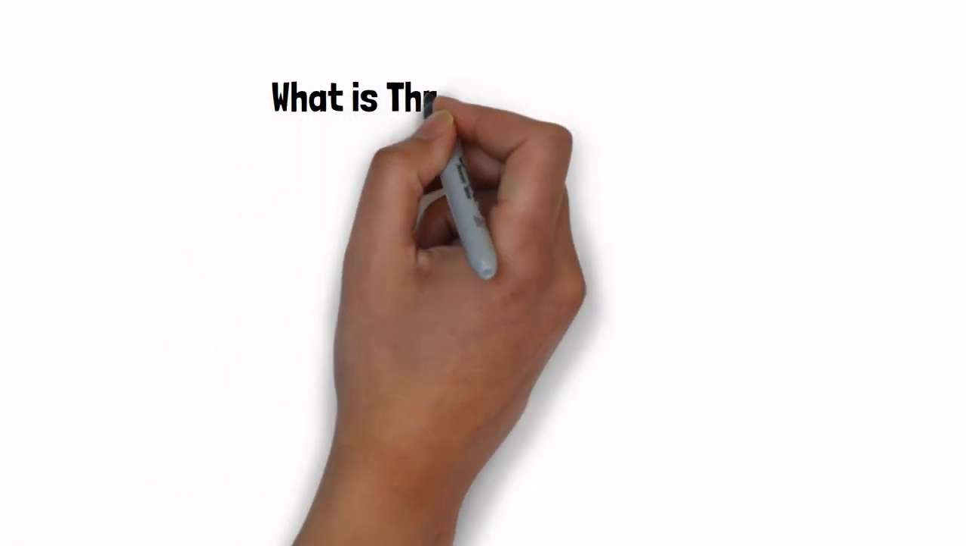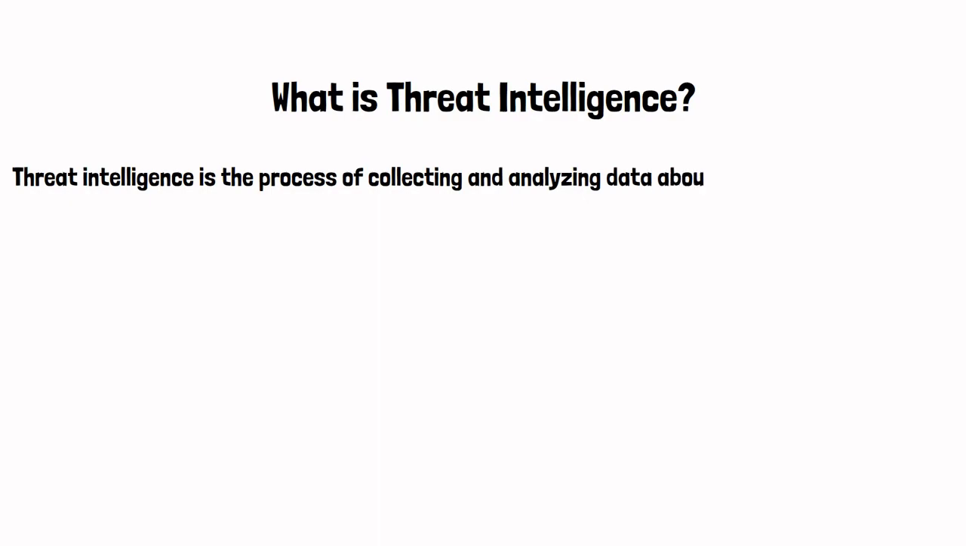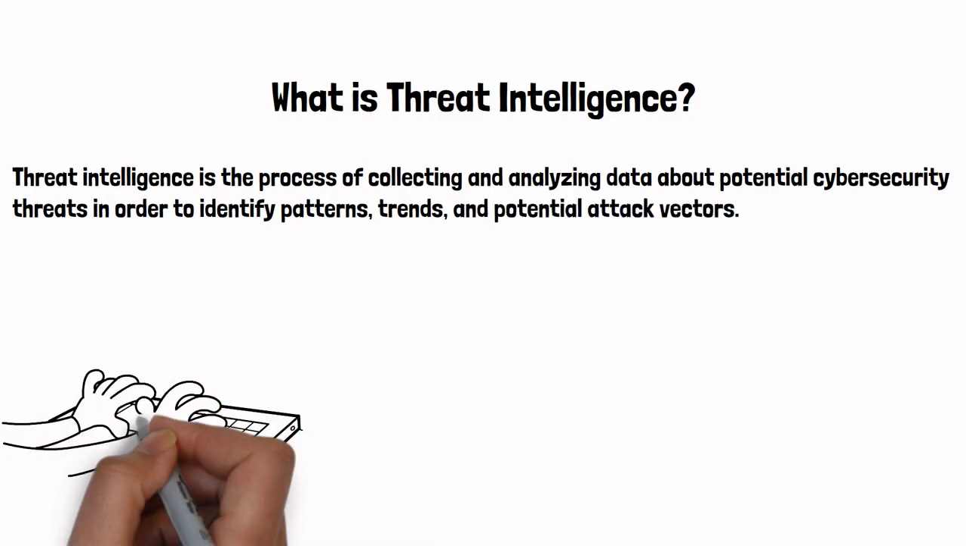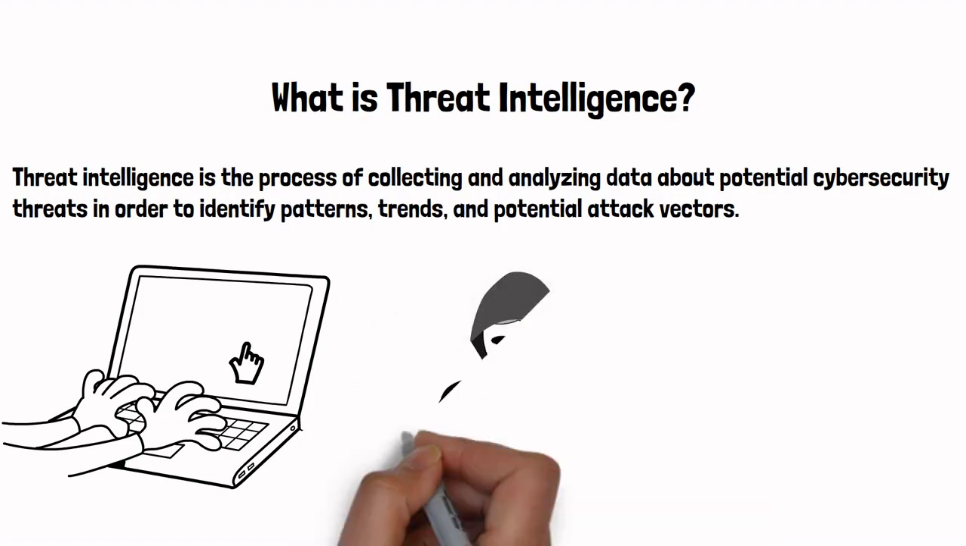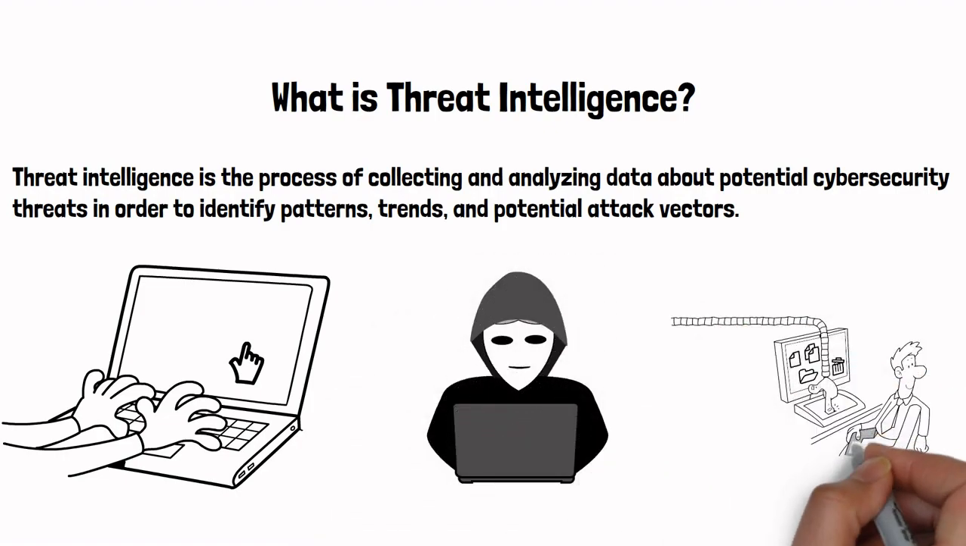What is threat intelligence? Threat intelligence is the process of collecting and analyzing data about potential cybersecurity threats in order to identify patterns, trends, and potential attack vectors. Threat intelligence can be used to identify and prevent cyber attacks before they happen, as well as to respond quickly and effectively to attacks that have already occurred.